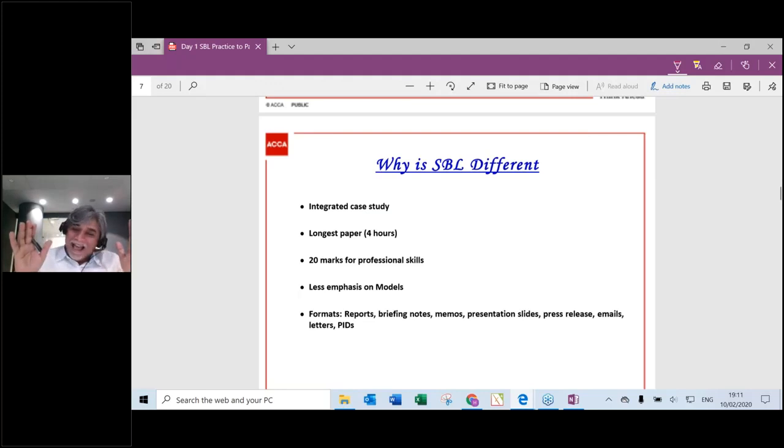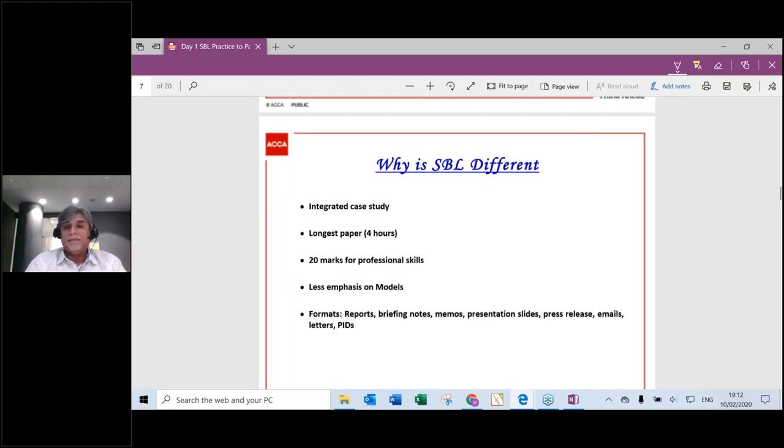I'm joking. Integrated case study simply means that the size of the case would be like 10 to 12 pages. So this means a lot of reading and a lot of marking. You have never handled a case study of 10 to 12 pages, right? Maximum you might have handled a case study of 1 page, 2 pages, max 3 pages. This one is 10 to 12 pages.